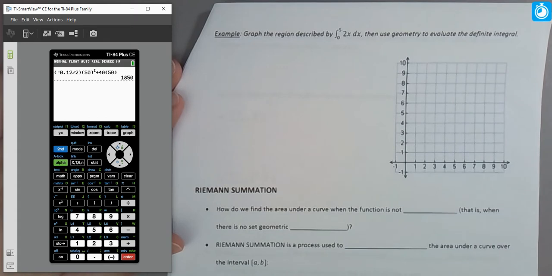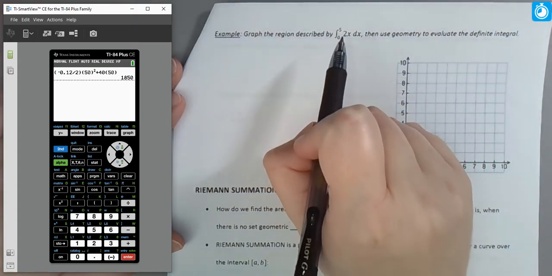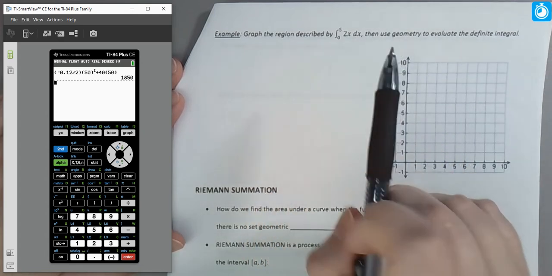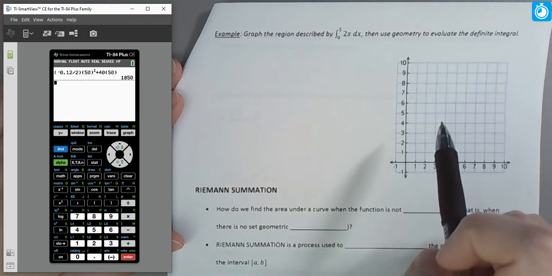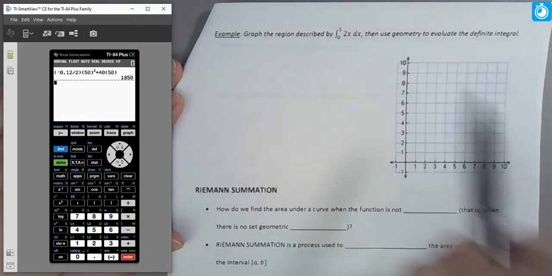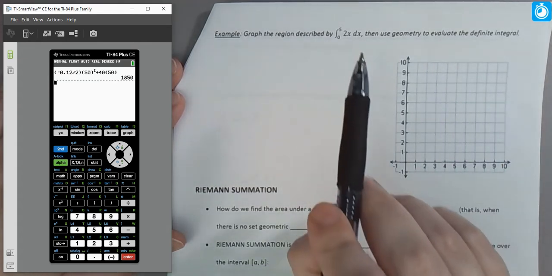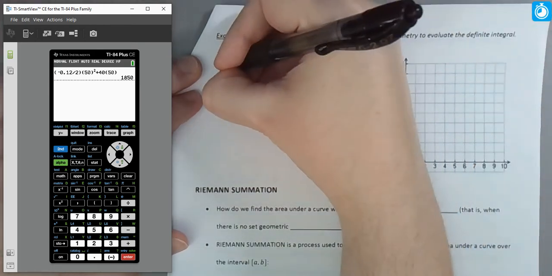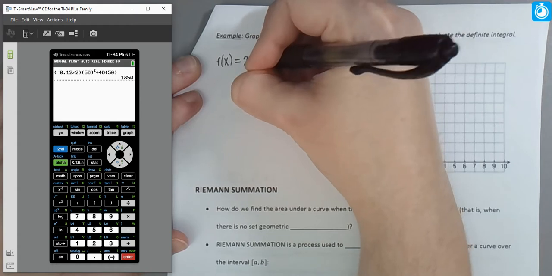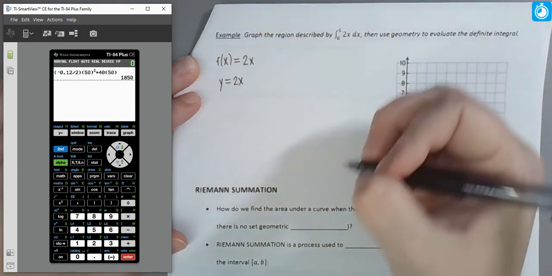So we want to graph the region described by the definite integral from 0 to 5 of the function 2x integrated with respect to x. And then again, we want to use geometry to evaluate this integral. So what does this look like if we graph it and look at it from a geometric standpoint? Well, here our function is going to be 2x. So f of x is equal to 2x, or equivalently, y is equal to 2x.